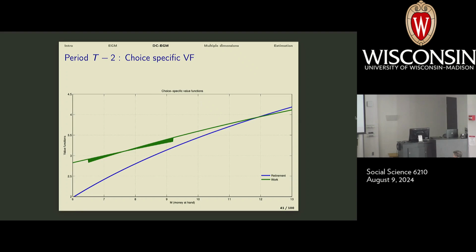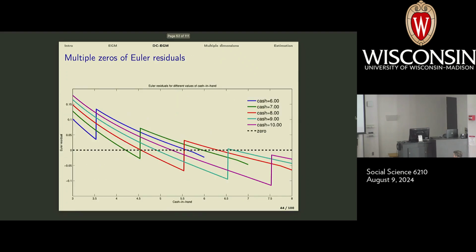Does it make sense? Yes, it does, because there's a discontinuity. They have the same value attached to them. For some values of wealth, let me point to this graph. For some value of wealth, the Euler equation has two solutions. The reason there are two solutions is because the Euler equation itself in this formulation is discontinuous.